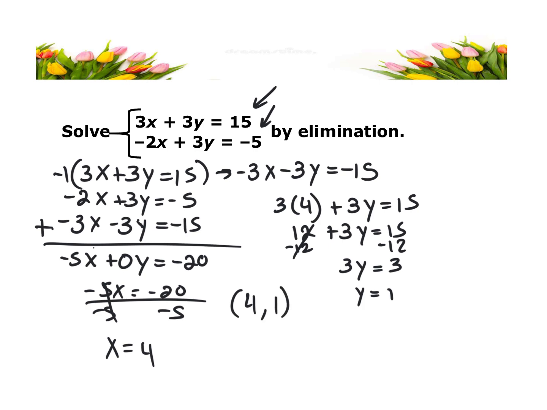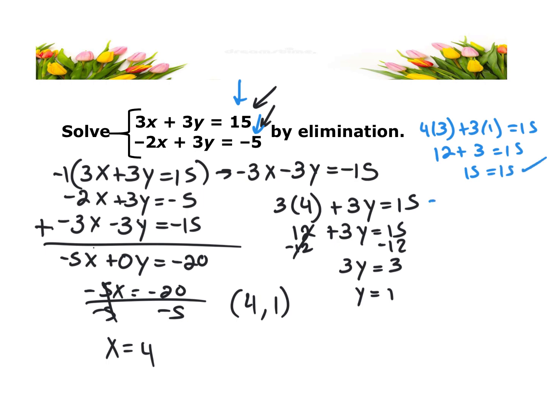Now, I'm going to show you guys how to check it since we had the reminder in the last slide. So I'm going to plug the 4 and the 1 into both equations. Again, the original. So if I do 4 times 3 plus 3 times 1 is equal to 15. So it's going to get 12 plus 3 is equal to 15. So 15 equals 15. It works for the first equation.